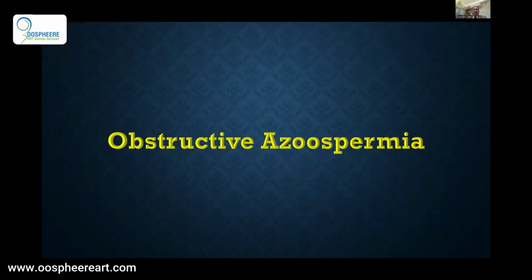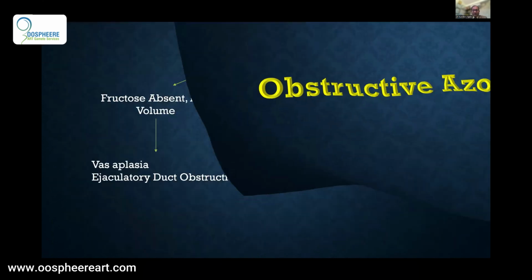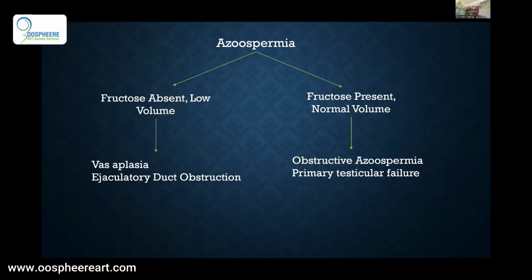Now, going to the obstructive azoospermia, you check whether the fructose is absent. But if there is a low volume and fructose is absent, quite likely it is vasa aplasia or ejaculatory duct obstruction.